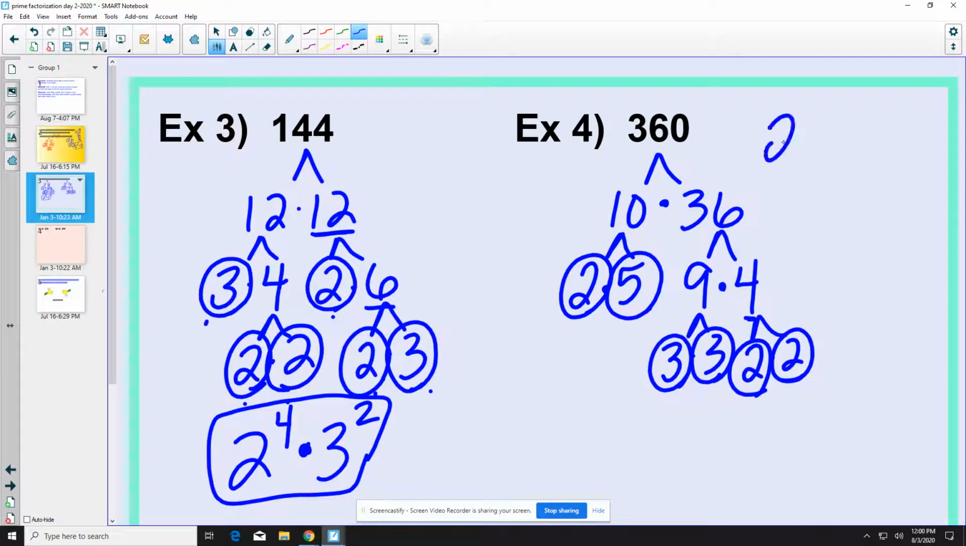The lowest one is a 2. I have 1, 2, 3 of them. So it's 2 to the 3rd. Then I have 3's. How many 3's do I have? 2 of them. And then I also have a 5, but I only have 1 of them. So it would just be 5 to the 1st.